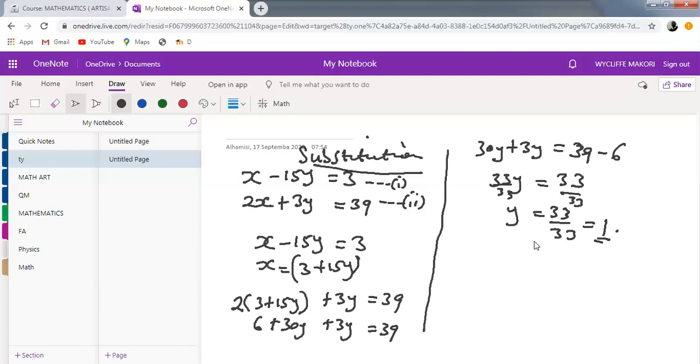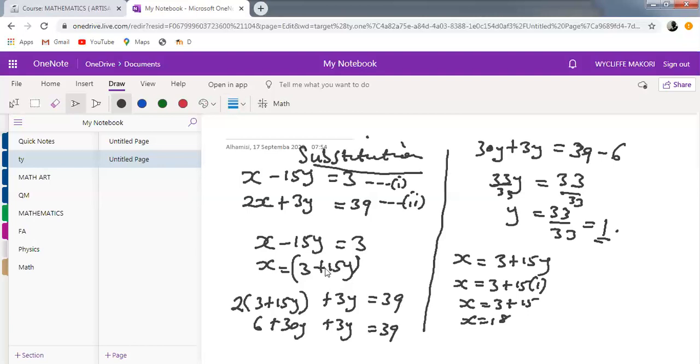After doing that, you can get the value of x. To get the value of x, go to the equation where you made x the subject of the formula. It is going to be easier that way. So we know x is given by 3 plus 15y from what we have here. But now we know y is equal to 1. So instead of this y, we can replace it with 1. Therefore, x will be equal to 3 plus 15 times 1. Therefore, x will be equal to 3 plus 15. So x will be equal to 18.